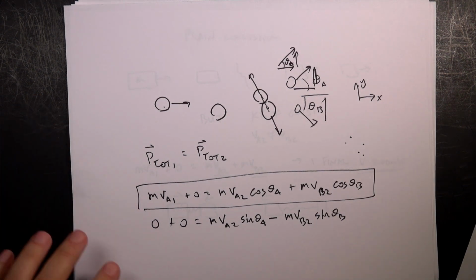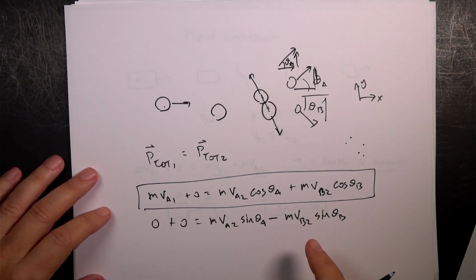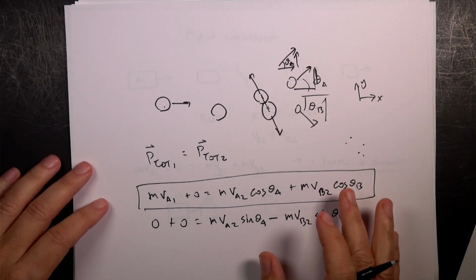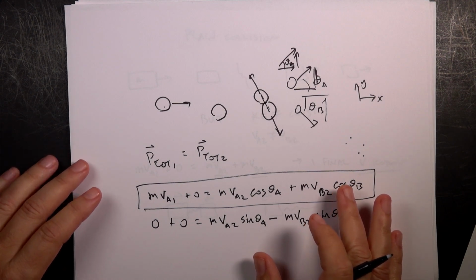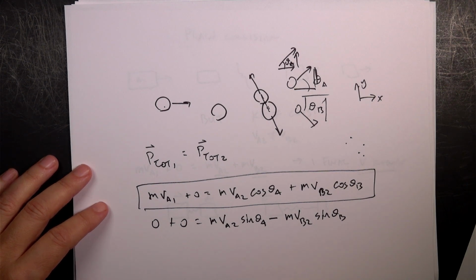Okay, so now I have two equations, but depending on what they give you, if you know these angles, then you can solve. If you don't know those angles, then you're going to be in trouble. There's a way to do it, but it gets complicated. If it's an elastic collision, is kinetic energy conserved?